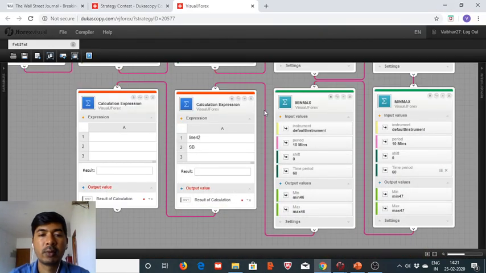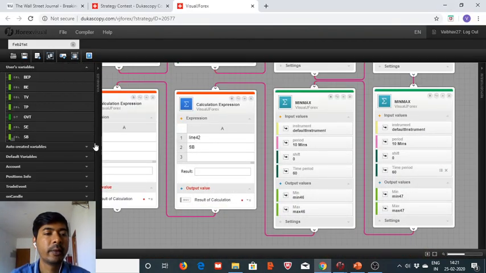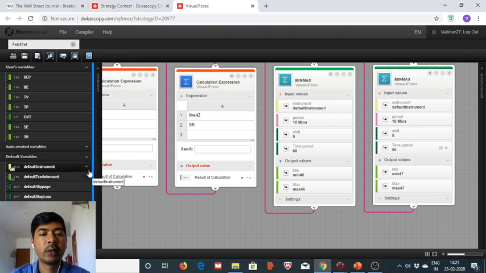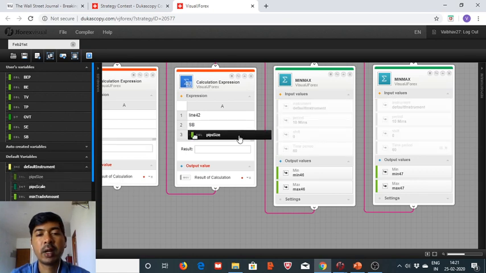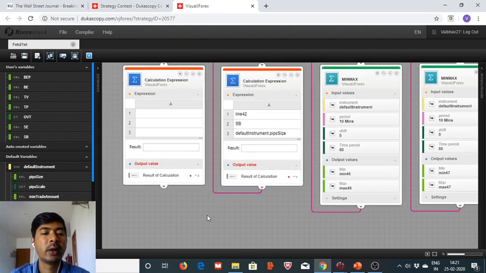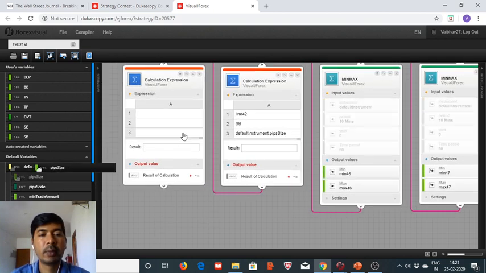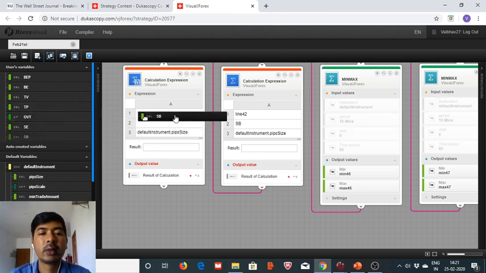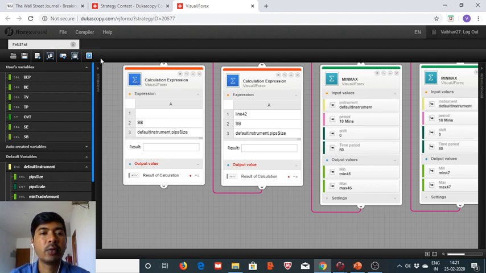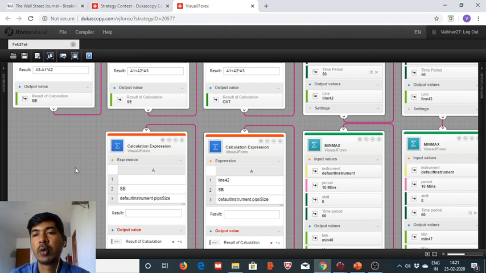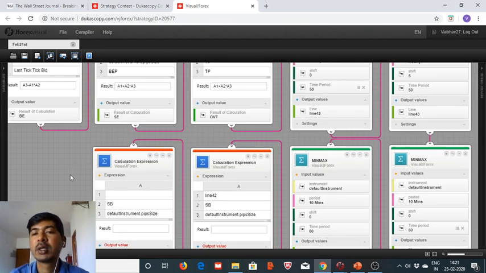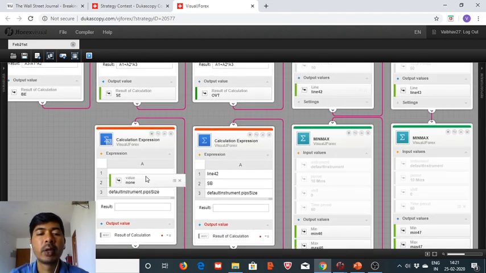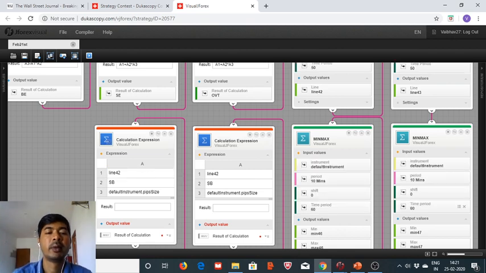So we do that, we bring in the default instrument pip size, and the default instrument is here. We add the pip size to that, and we get this line here. Again we will need the pip size in this algorithm as well, and the SB, it remains the same, and of course the line 42, that is also going to remain the same. The only difference is that in one calculation we will be doing the addition, whereas in the other we will be doing the deduction, subtraction.